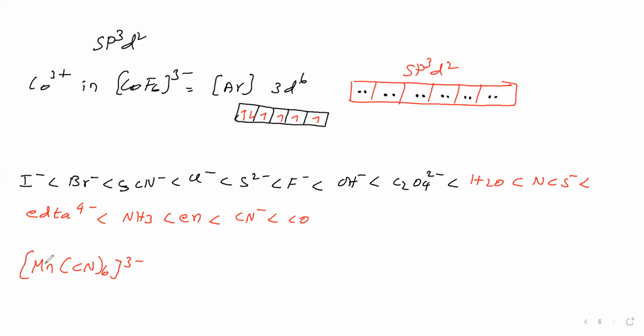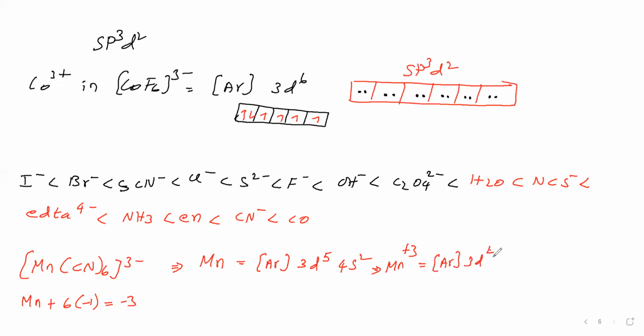Now, in this complex, what is the central metal? First we will see. The central metal is manganese. Manganese atomic number is 25. Its electronic configuration is argon 3d5 4s2. Now we will see its oxidation number. Six times cyanide, cyanide being -1, equals -6, and the overall charge is -3. So manganese is +3. Manganese oxidation number +3. Therefore, the electronic configuration is argon 3d4 4s0 4p0.